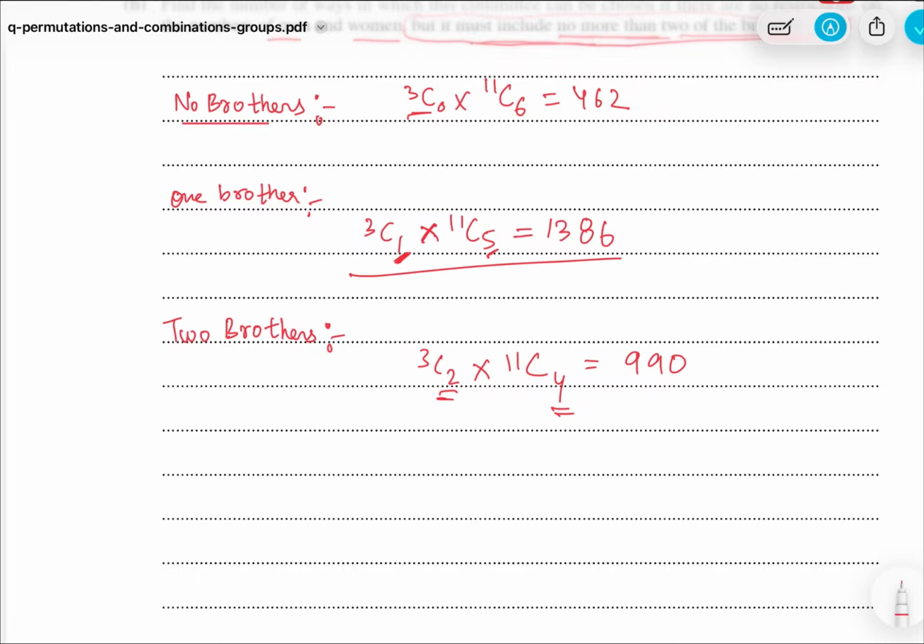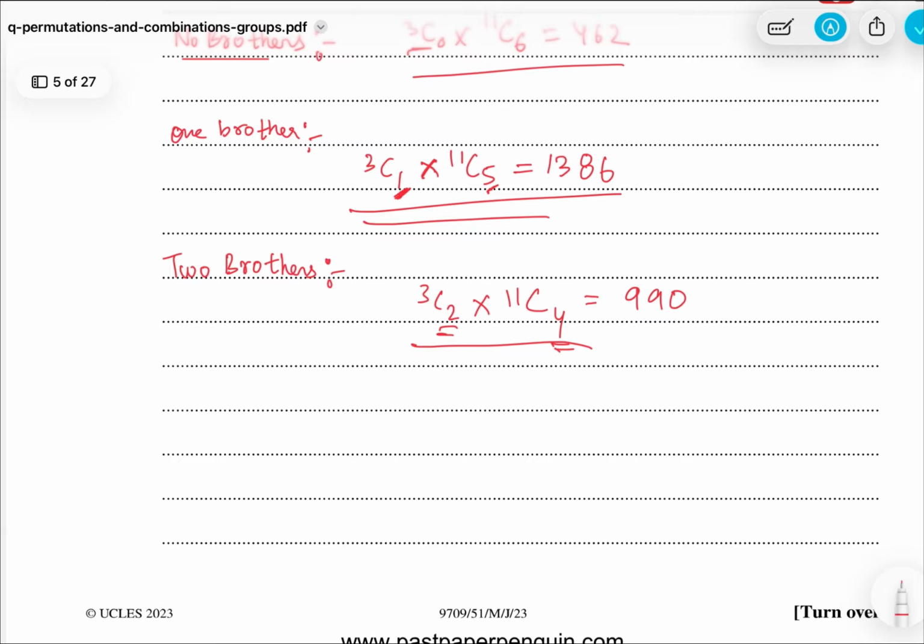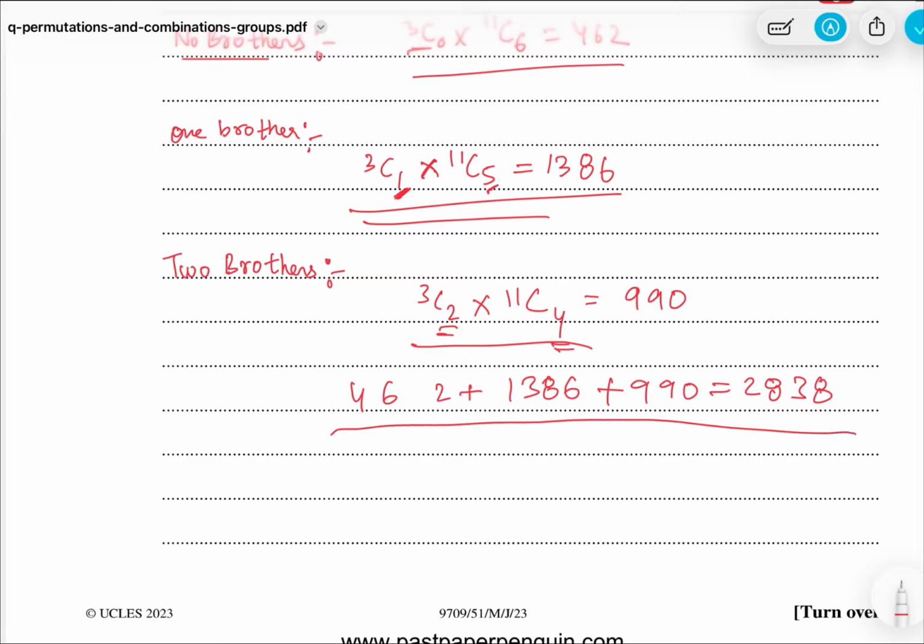Now these are mutually exclusive. These cannot happen at the same time. Can they happen at the same time? No. So we'll add them. Our final answer would be 462 plus 1386 plus 990. That will give us 2838. Very good, learners. You got this one also correct.